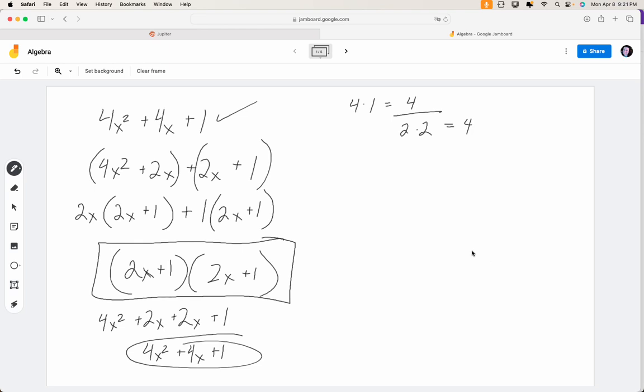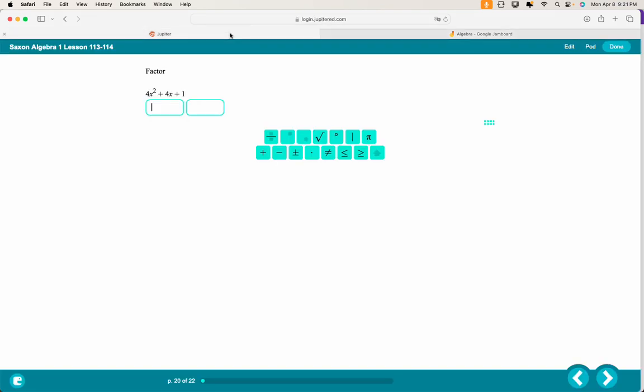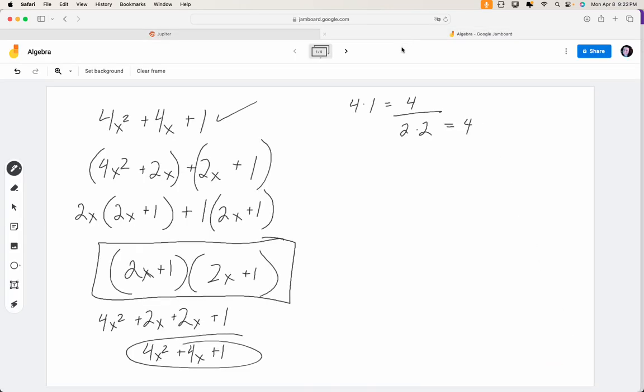All right. You could have also written that as 2x plus 1, 2x plus 1. I just want to check it. Yeah, that's correct. All right, so let's look at the next one.